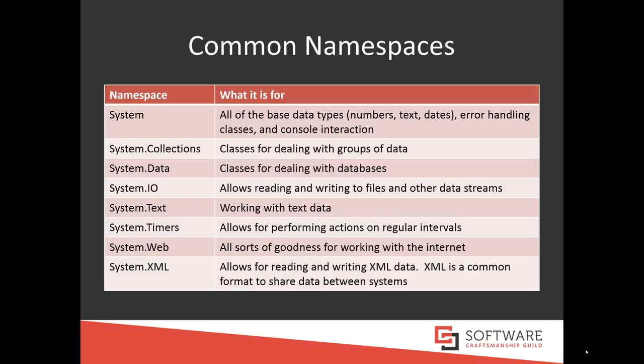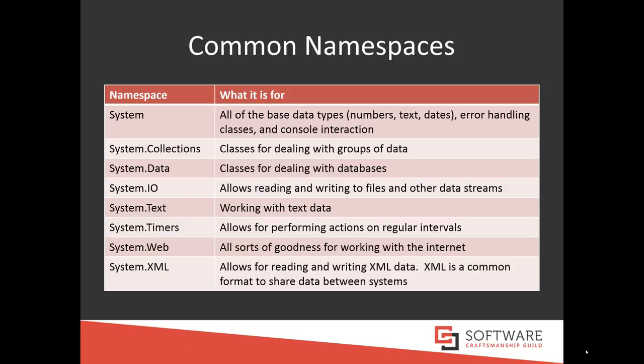System.web is huge. It has all sorts of goodness for working with the internet. You've probably heard about ASP.NET, MVC, those types of things. All of those live in system.web. And lastly, system.xml is for reading and writing XML data. If you've never heard of it before, XML stands for Extensible Markup Language, and it's a common format for sharing data between systems.